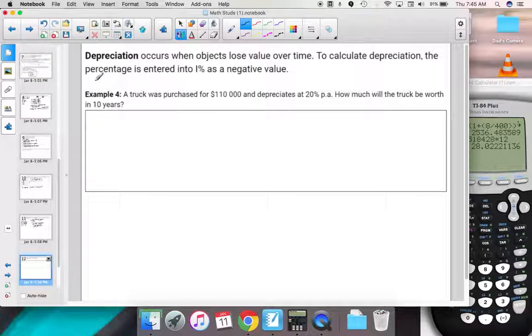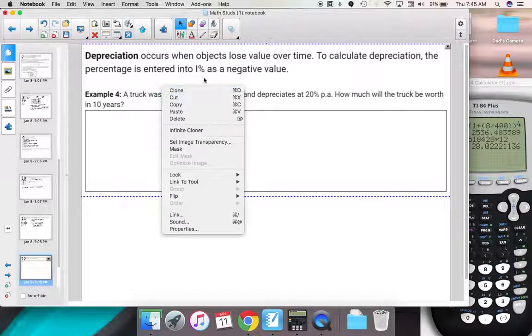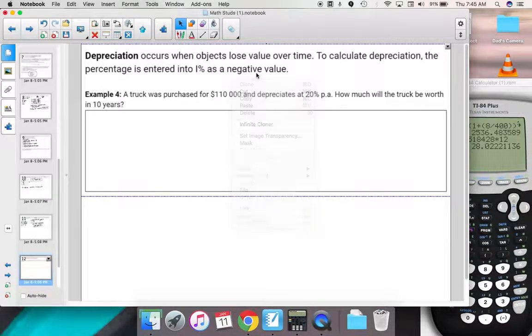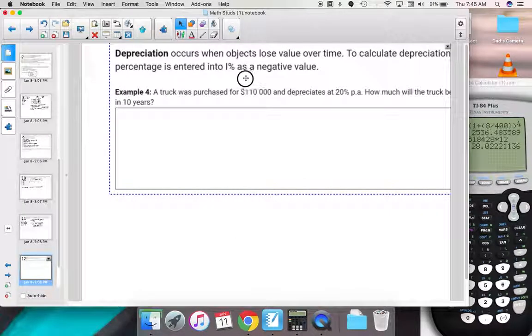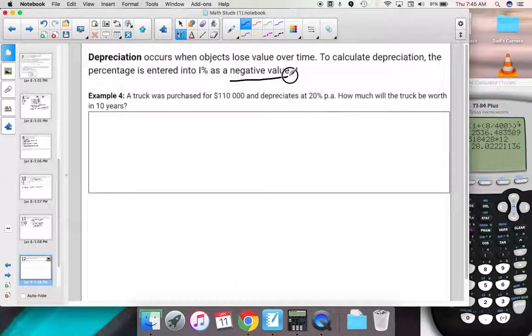So to calculate depreciation, all we do is enter our interest rate as a negative value. Oops. So our interest rate is going to go in as a negative value. So here when we're looking at this example, a truck was purchased for $110,000 and depreciates at 20% per annum. How much will the truck be worth in 10 years? So my end value here is going to be 10. My interest rate percent, because it's depreciating at 20%, is going to be negative 20. So because it's depreciation, that's where this negative comes in.